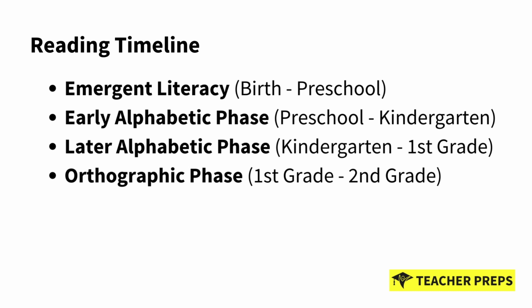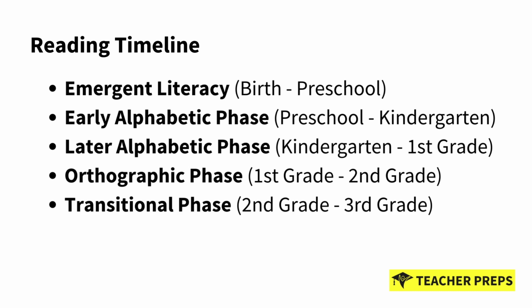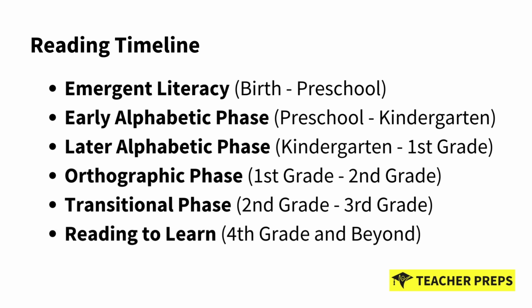In the next stage, this is called orthographic phase. This is from first grade to second grade. Students' vocabulary is rapidly expanding, and they can often recognize common spelling patterns and chunks in words like "ite," such as in "night." The fifth phase is called the transitional phase. This is second grade to third grade, where deeper comprehension and students can use more complex text structures. Then finally, the last phase is called reading to learn phase, and this happens from fourth grade and beyond.